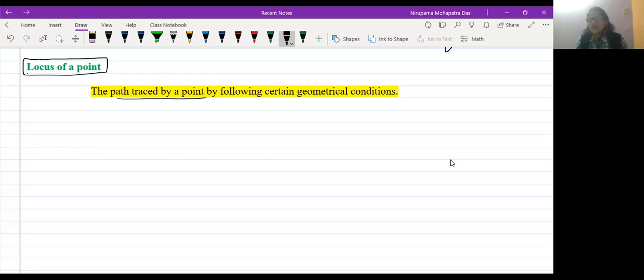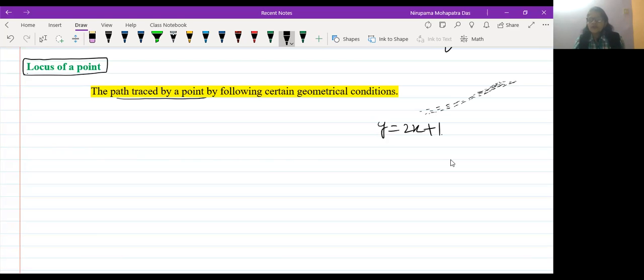Have you seen a rocket, when you see white spots like this in the sky? You think, okay, the rocket has passed. It means the rocket leaves a trace of its movement. Similarly, suppose for example y equal to 2x plus 1. Now y equal to 2x plus 1 is a condition.